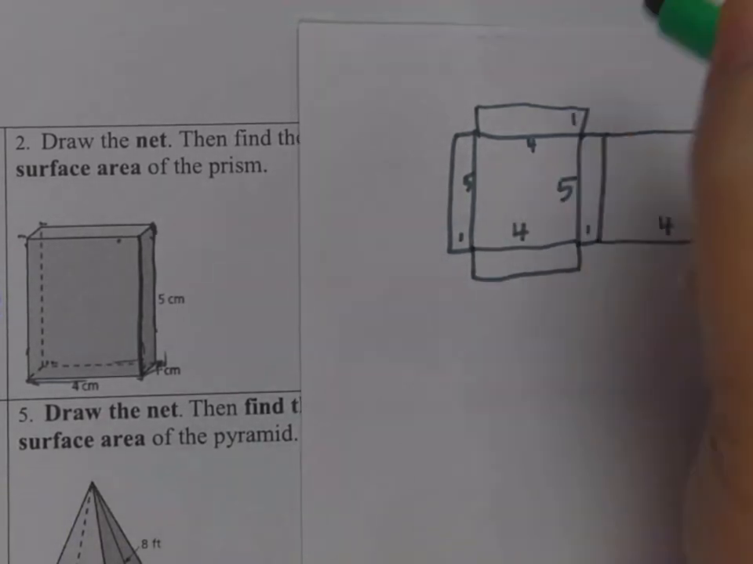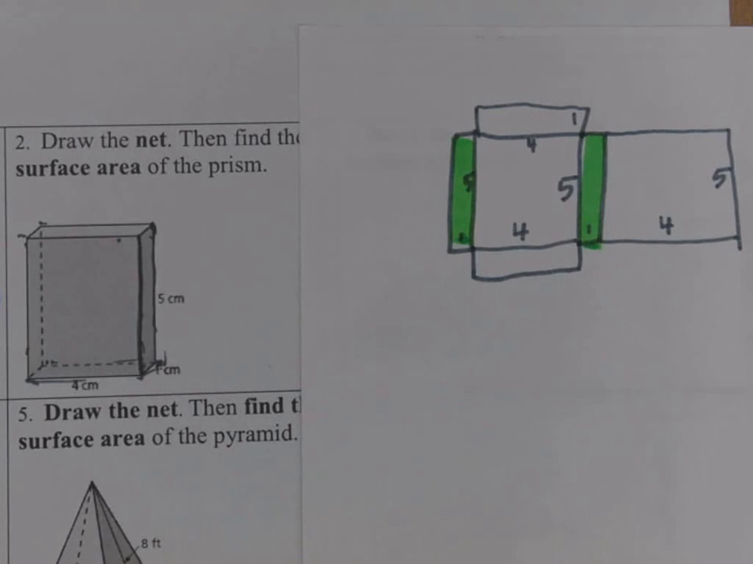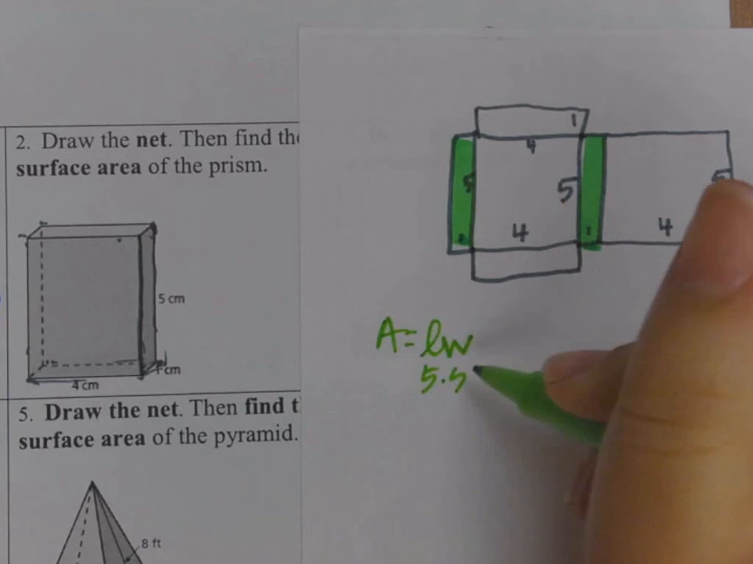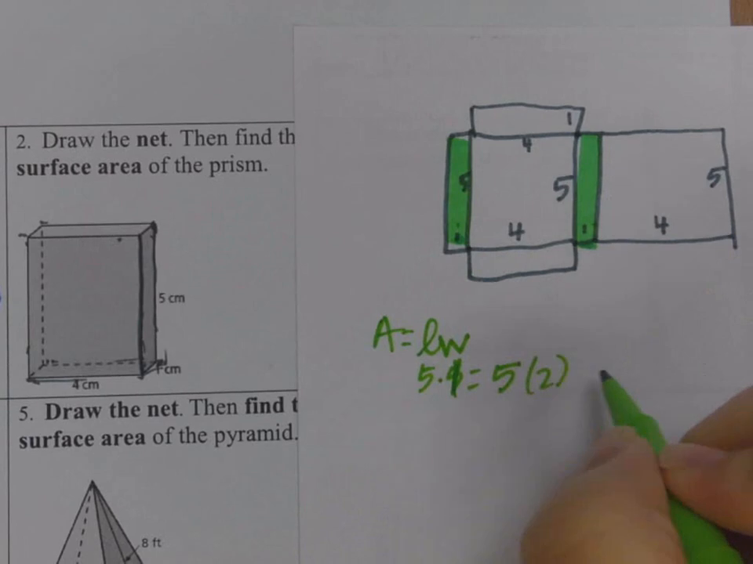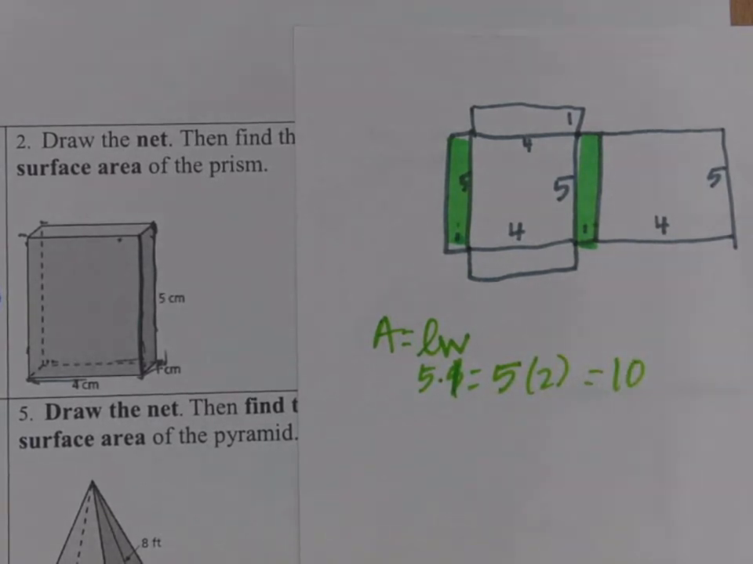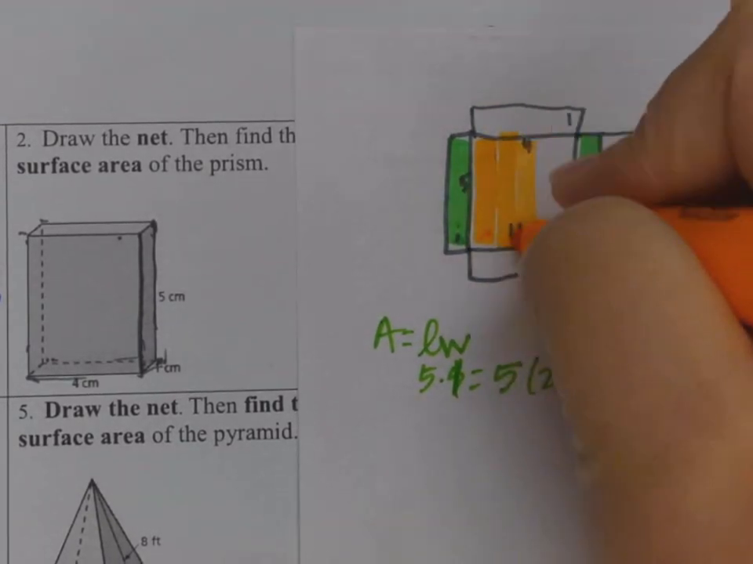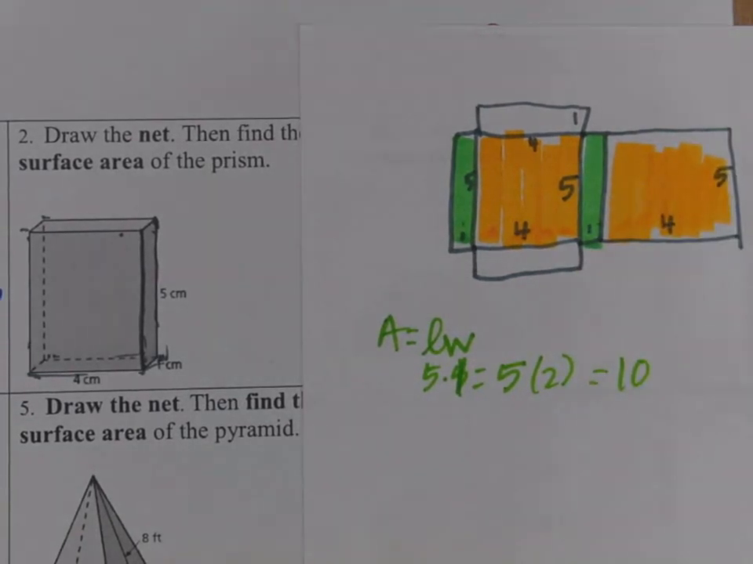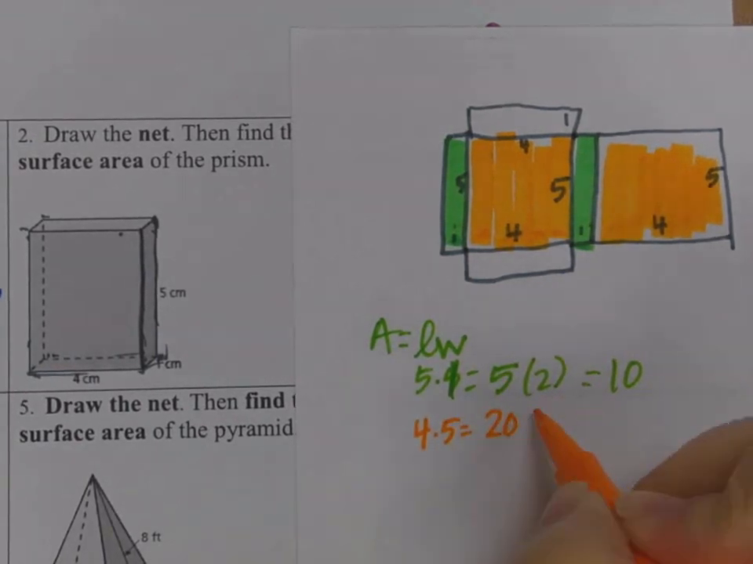So we've got these 2 right here, which are 5 by 1 rectangles. And remember, for the area of a rectangle, you want to do length times width. So 5 times 1, which equals 5. And because there are 2 of those, we're going to do 5 times 2, which equals 10. Okay, now let's do our 4 by 5 rectangles that are the front and back. Same formula. We're going to do area equals length times width. So you're going to do 4 times 5, which equals 20. There are 2 of those, so 20 times 2 equals 40.